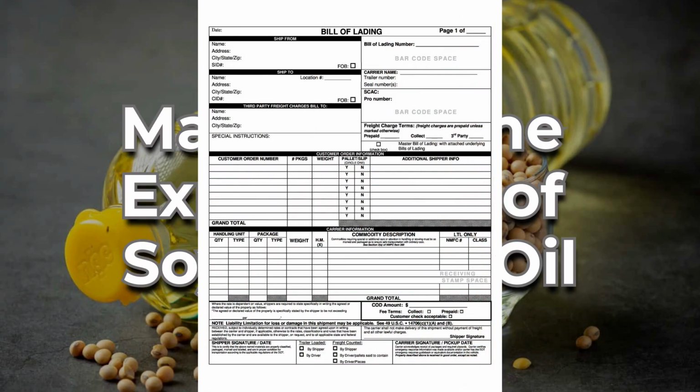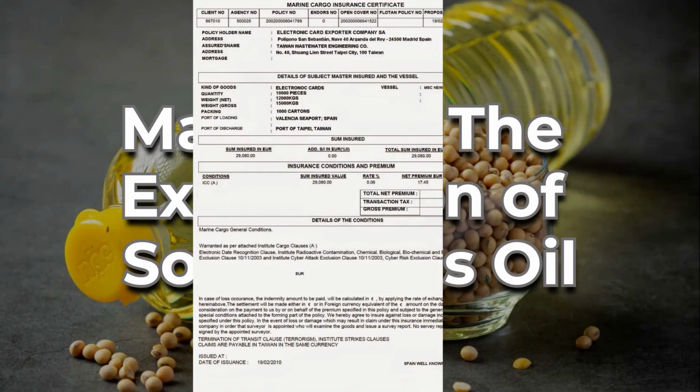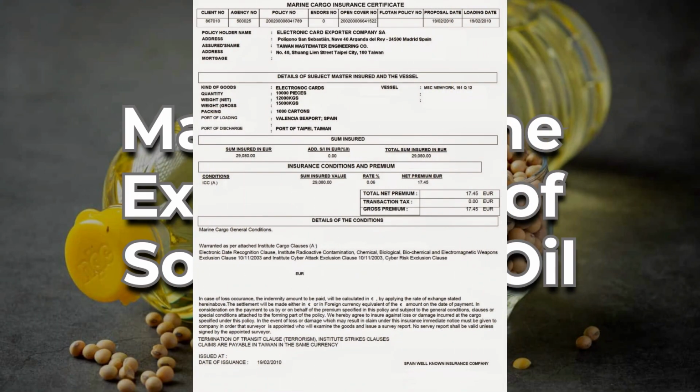Bill of lading: evidence of shipment, evidence of receipt of goods. It includes the details of the shipper, consignee, vessel name, voyage number, description, and the like. An insurance certificate, just if the buyer requires insurance.